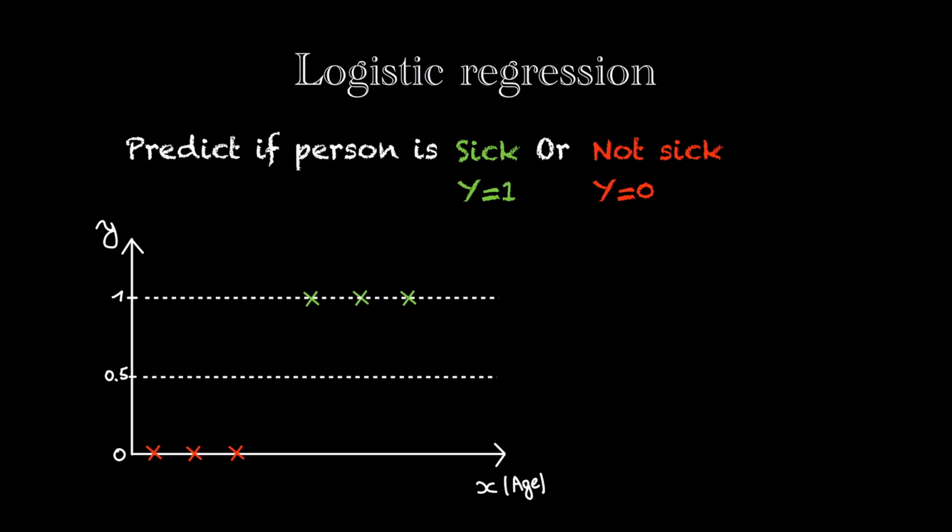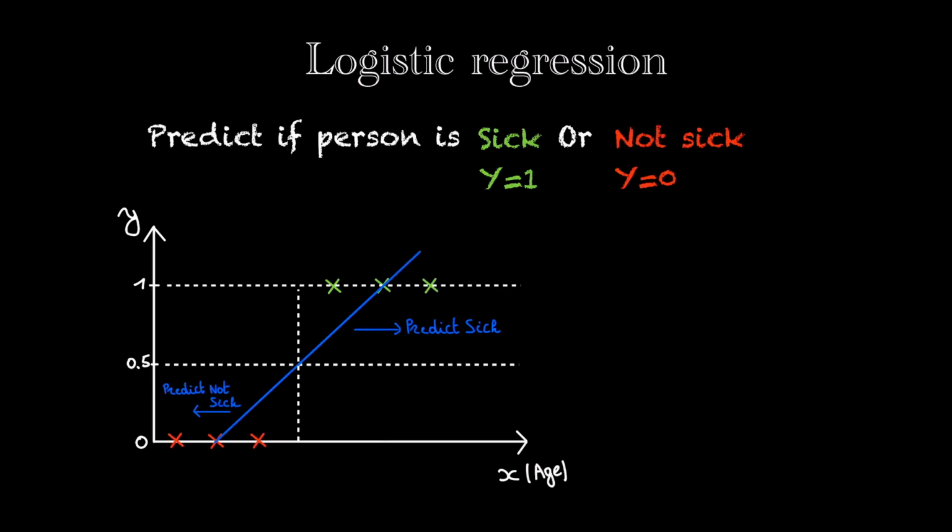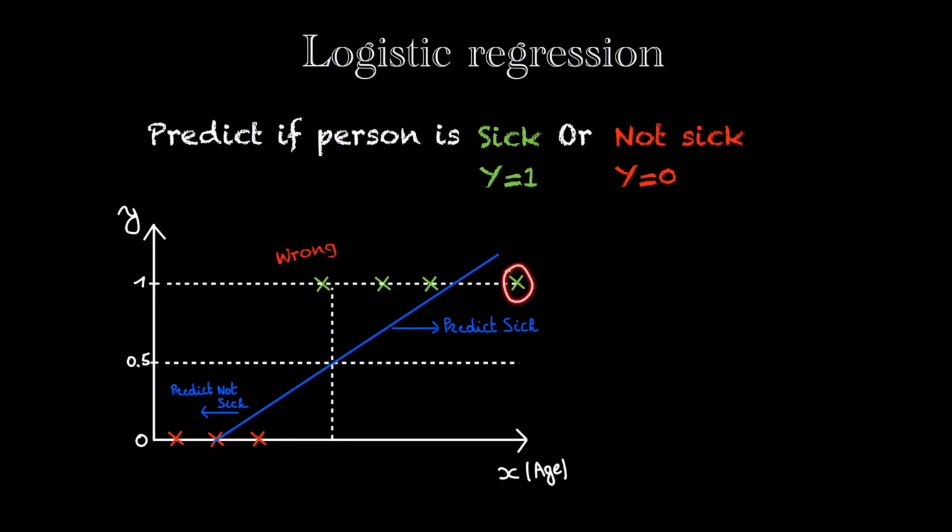Now, I want to show you why using linear regression isn't a good idea. If we were to use linear regression, we could say, let's predict that a person is sick if our hypothesis is equal to or higher than 0.5. The problem, however, is that linear regression is sensitive to outliers. This outlier will make sure that the hypothesis will be shifted more to the right, and so if we now look at our predictions, we see that we classify these patients as not sick, while in fact they are sick.